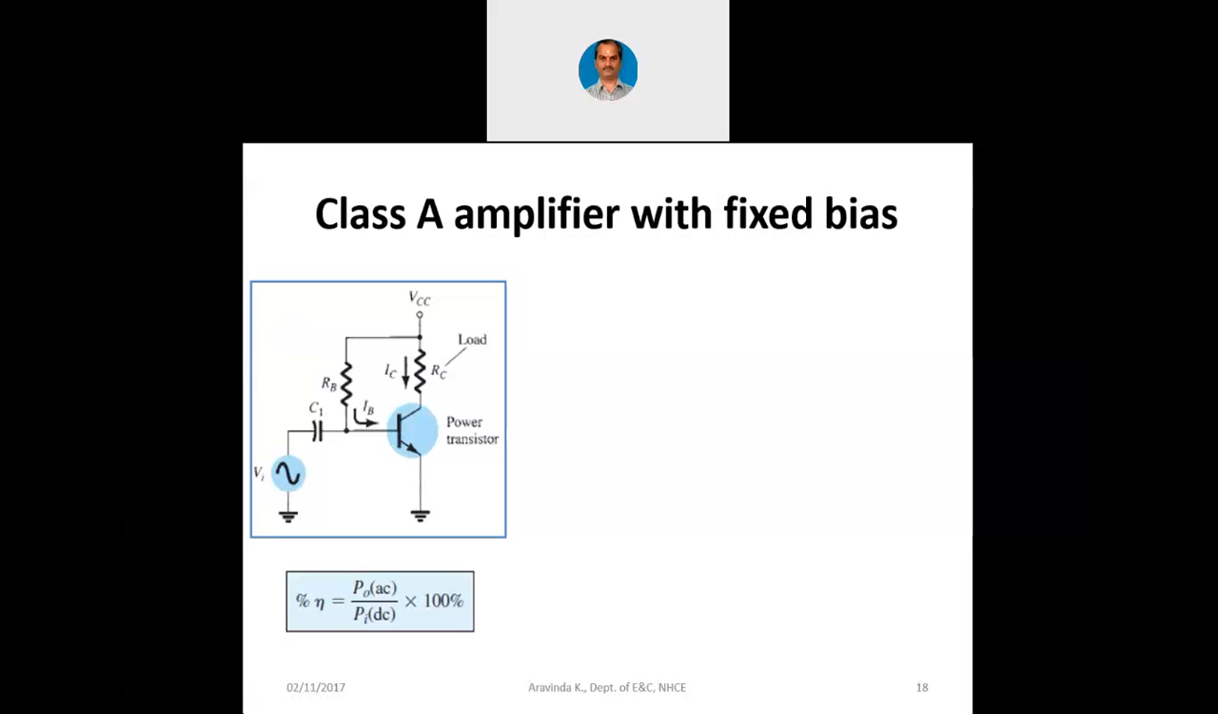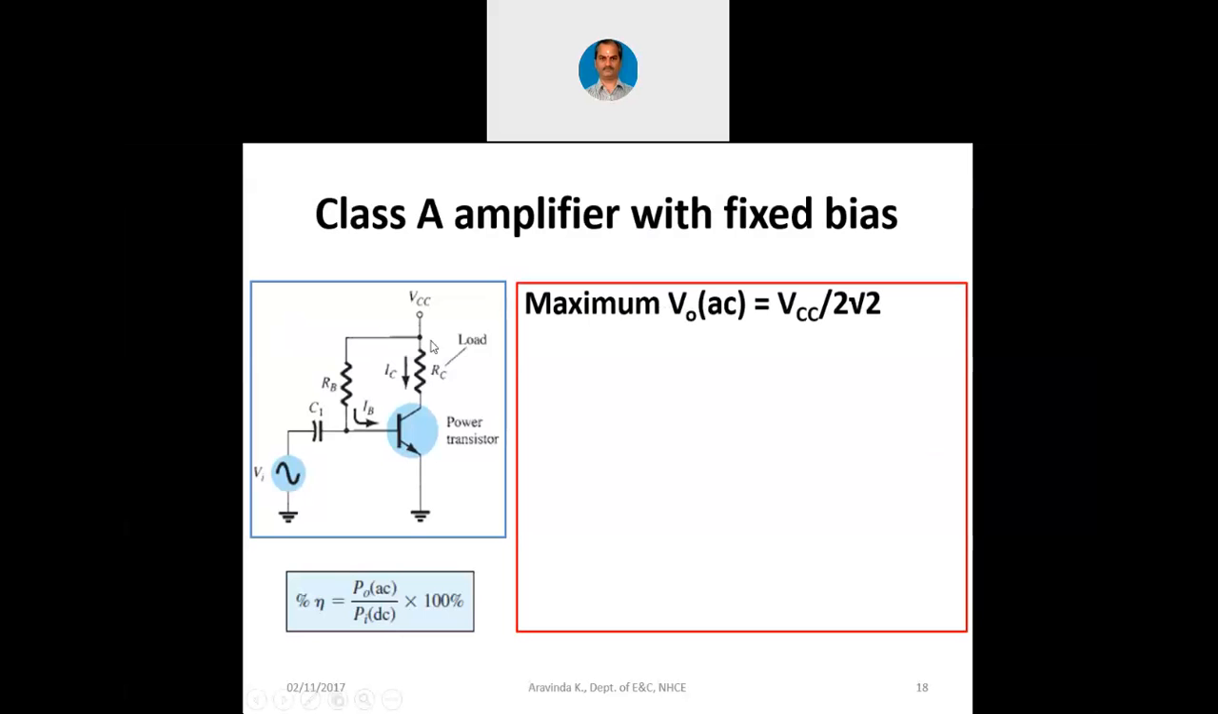Now here efficiency is again AC output power divided by DC input power, that is the DC power given to the circuit, into 100%. Now this is the class A amplifier with fixed bias. Now let us see how to analyze. Maximum output voltage as far as AC is VCC by 2 root 2. That we have seen already, right? VCC by 2 root 2. The actual output is VCC now. Total output is VCC, when the transistor is completely under cutoff, you can have VCC.